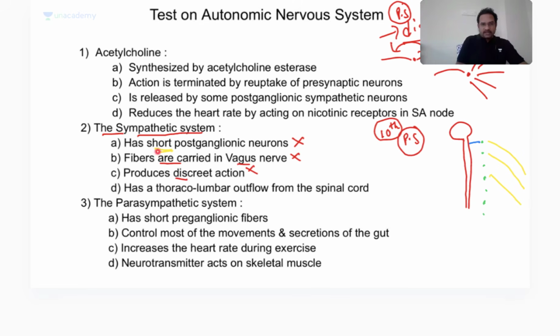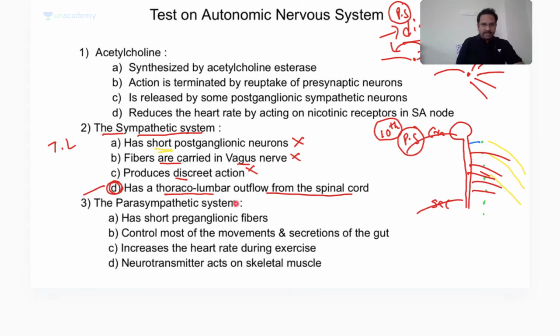Now, the sympathetic system has a thoracolumbar outflow from the spinal cord. This is true. See, the sympathetic system is known as thoracolumbar, whereas the parasympathetic is known as craniosacral. The reason is that parasympathetic neurons come from the cranial region and sacral region, whereas sympathetic neurons come from the thoracic and lumbar regions. So option D is correct here. So for the second one, option D is correct.